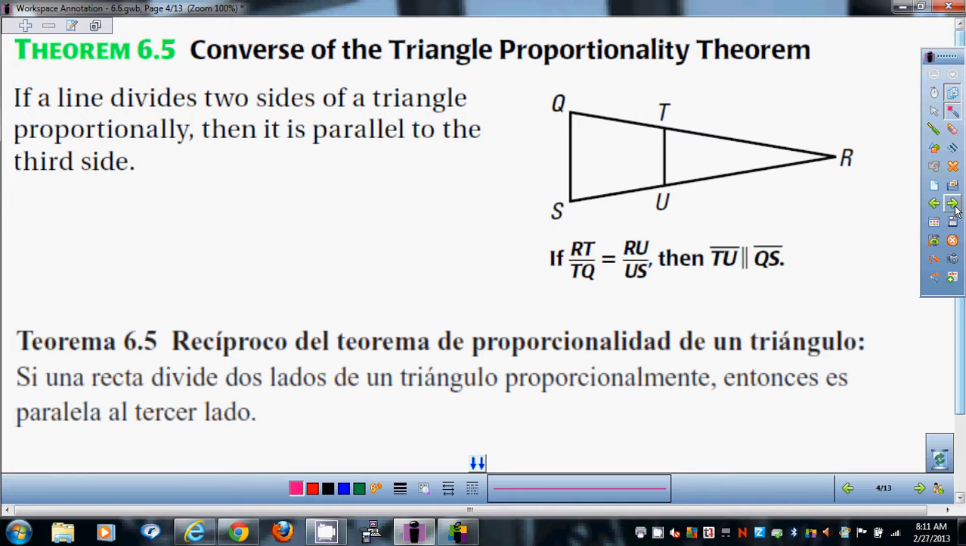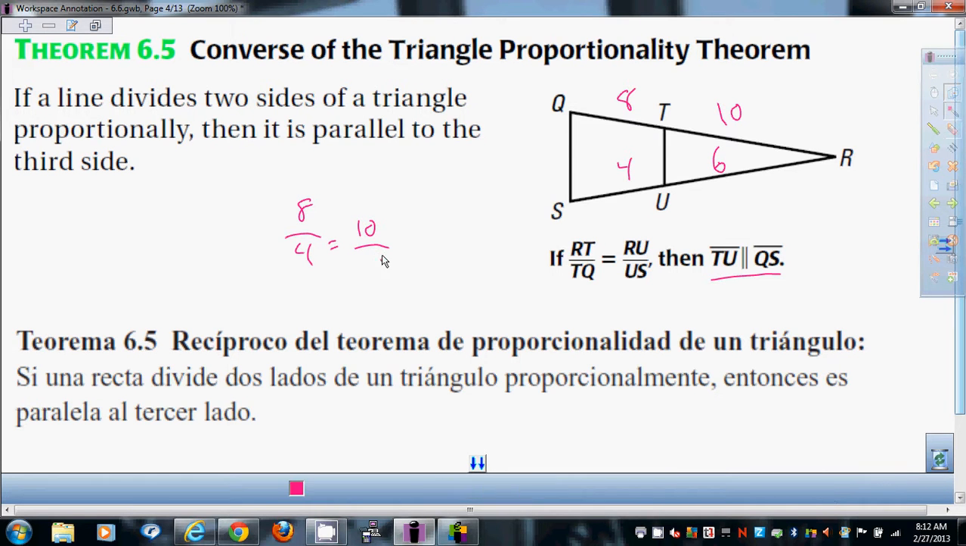For instance, let's say this was 8, 10, 4, and 5. I realize these are not actual measures, but if they were. Are the pieces proportional? 8 over 4 equals 10 over 5, so you could conclude that the lines are parallel. But what if this was like a 6? Does 8 over 4 equal 10 over 6? No. Then they are not parallel. That's the point of the converse theorem.